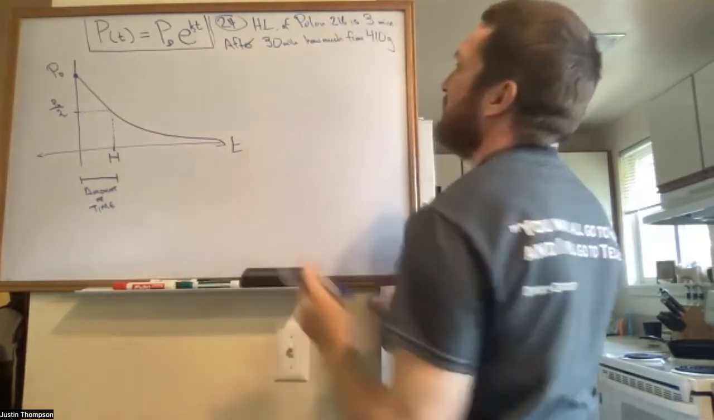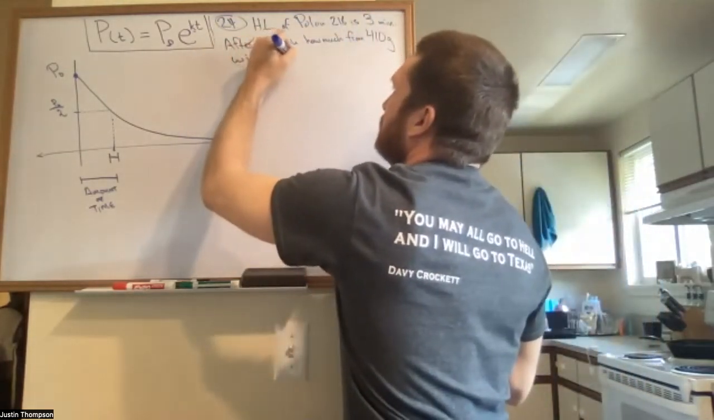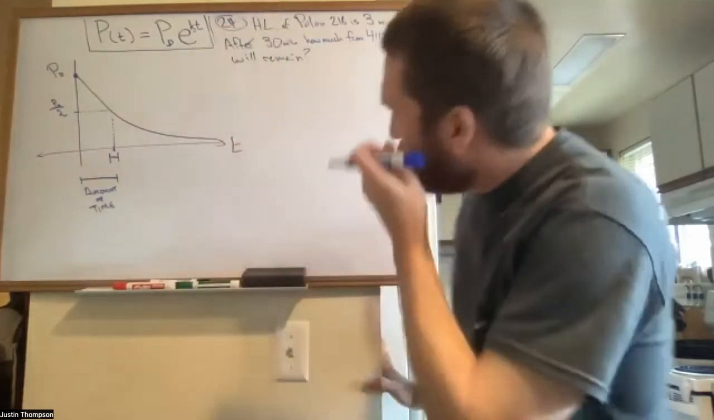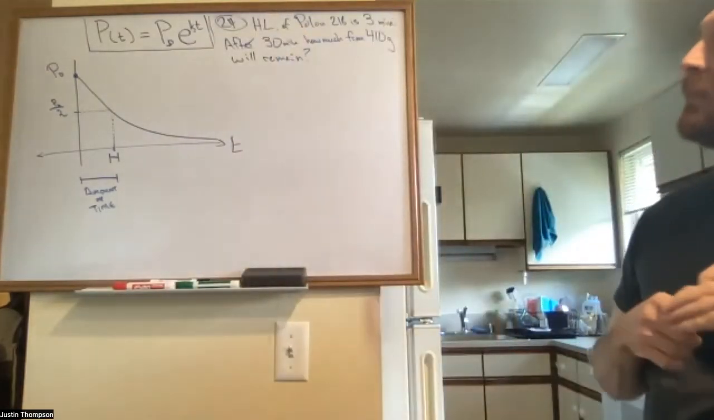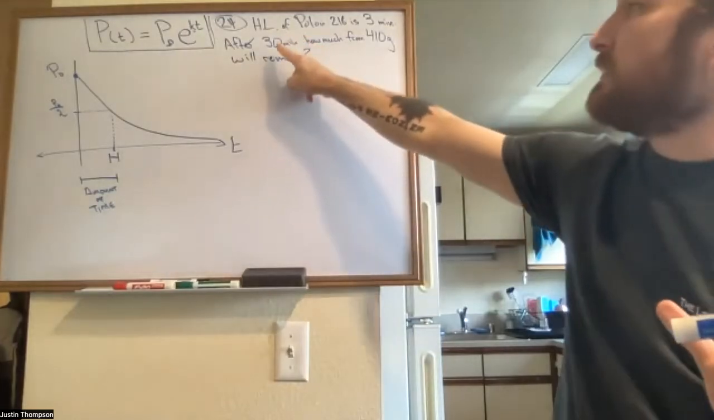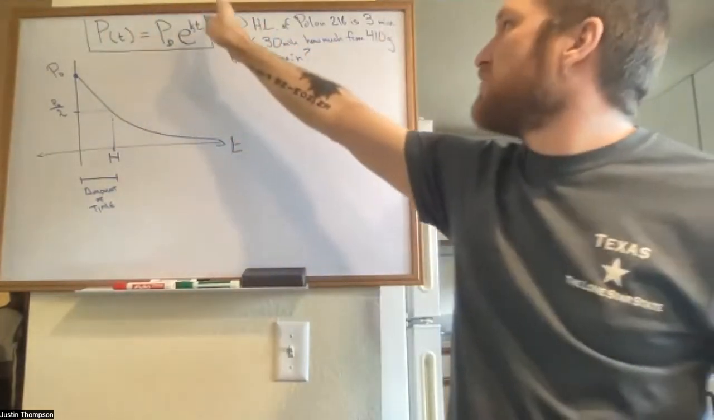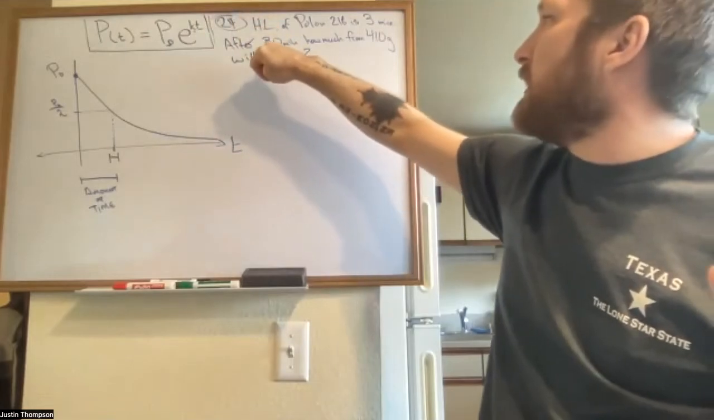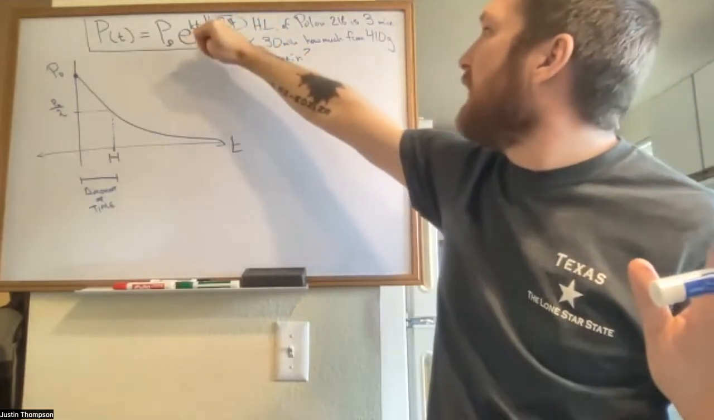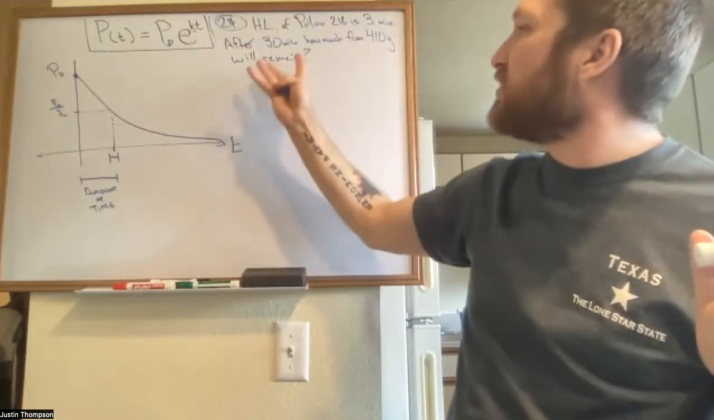.410 gram sample will remain. Okay, so when I see something like this, what goes through my head is, well, they've given me it. Basically, they're saying we want something like this, so that when I plug in a 30, I'll get some number out. That's what they're asking. How much is going to remain?